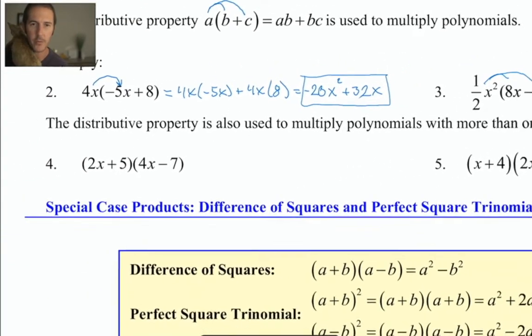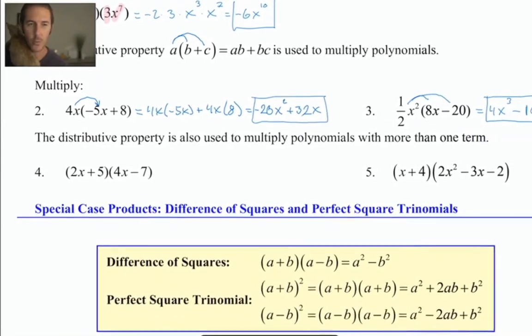So the distributive property is also used to multiply polynomials with more than one term.